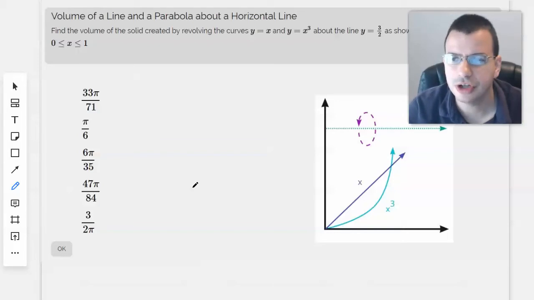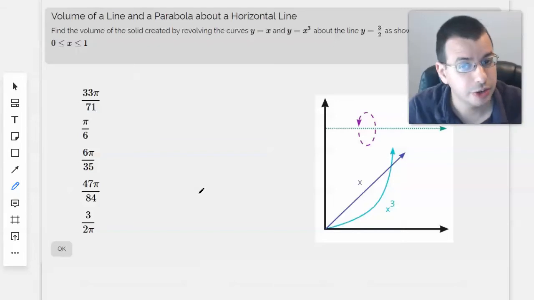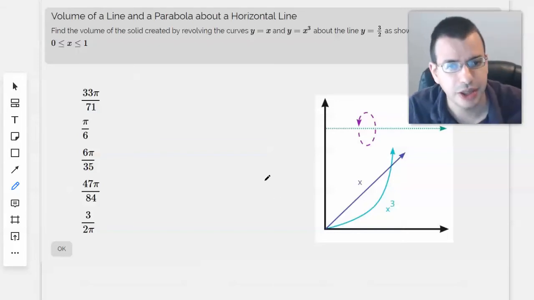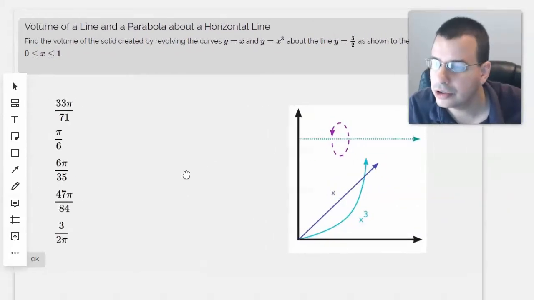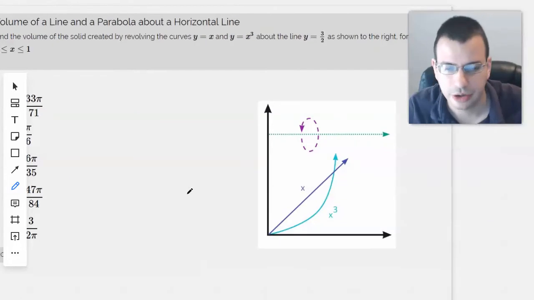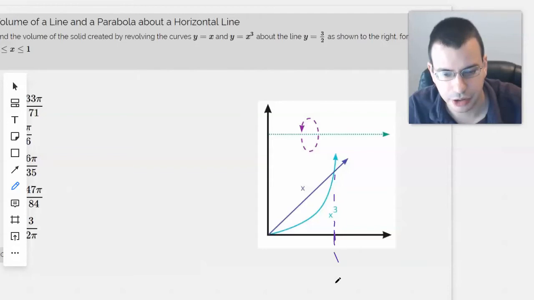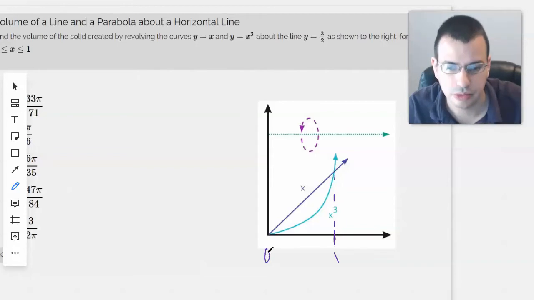Find the volume of the solid created by revolving the curve y equals x cubed and the line y equals 3/2 as shown to the right, for 0 less than x less than 1. So y equals x equals x cubed at 1 and 0. And this is probably 3/2.